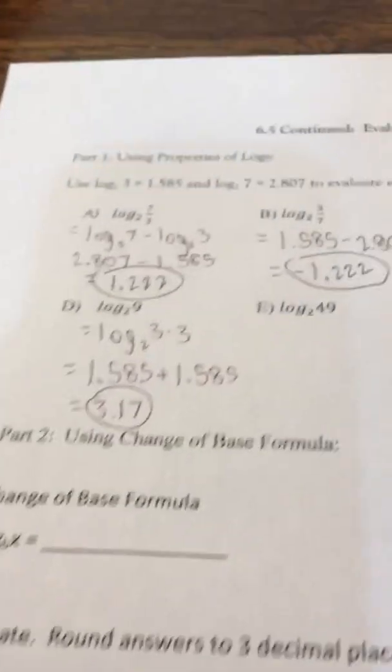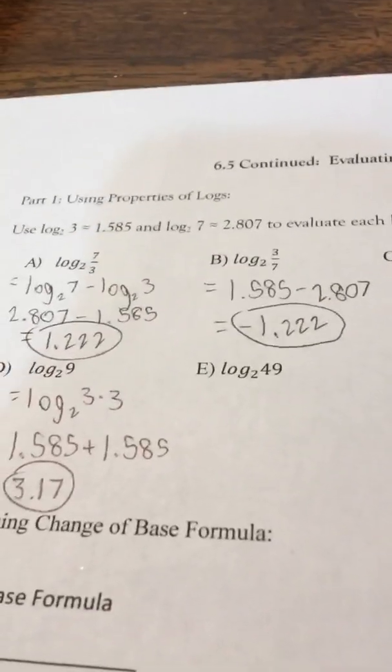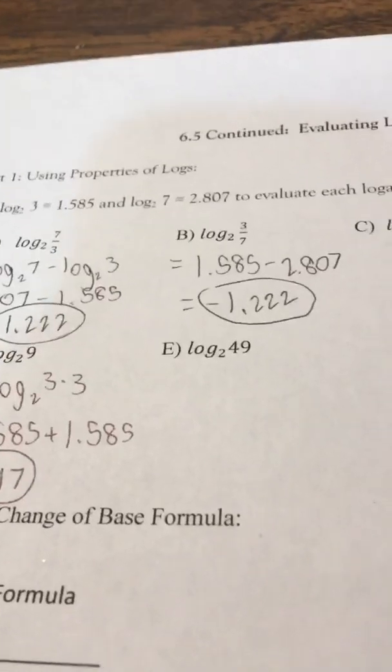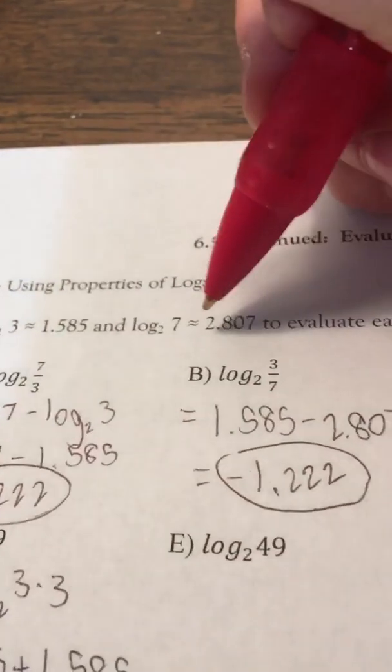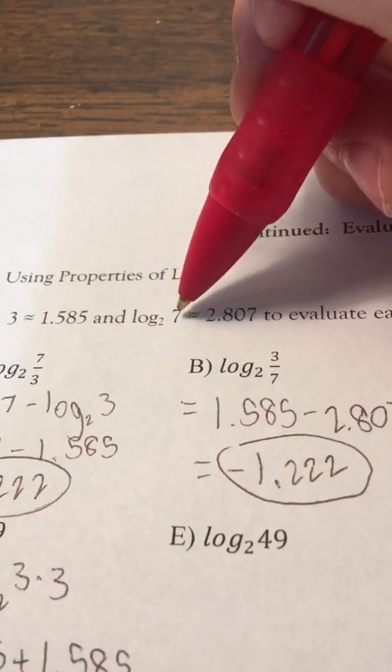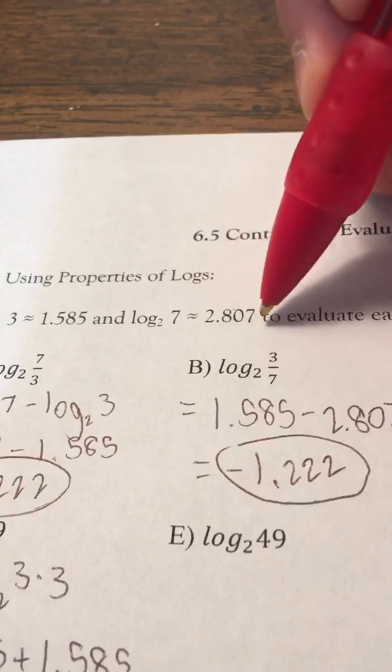And then the last problem, log base 2 of 49. I'm going to do the same exact thing here. This time I can make 49 by doing 7 times 7, so I don't need to use log base 2 of 3 at all. I'm just going to use this number. 7 times 7 gives me 49, so I'm going to add 2.807 to itself.